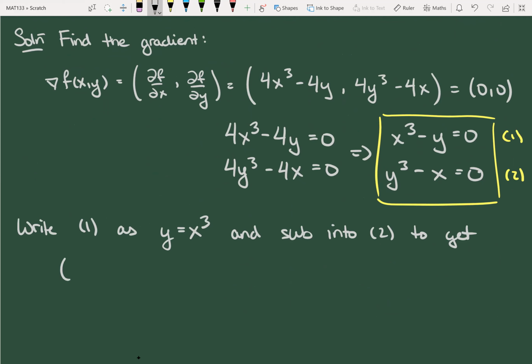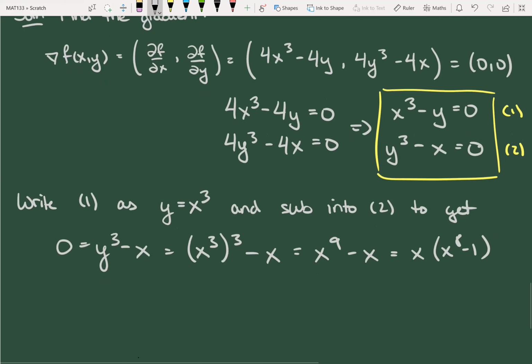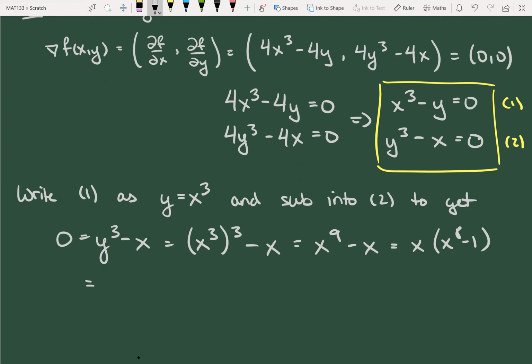Here, 0 is y cubed minus x, but y is equal to x cubed, so I'm going to get x cubed all cubed minus x. So that's x to the 9 minus x. It's x times x to the 8 minus 1. Ugh, gross, right? But we can keep going. So that's going to give me x times x squared minus 1 times x squared plus 1 times x to the 4 plus 1.